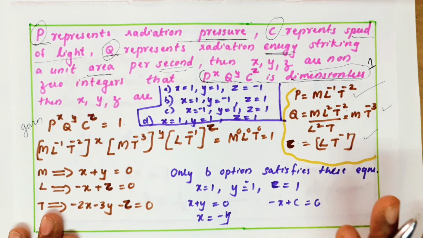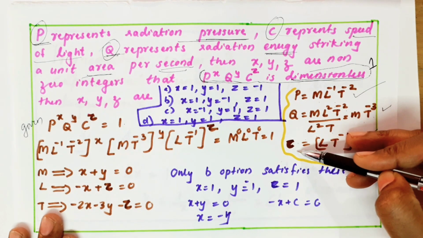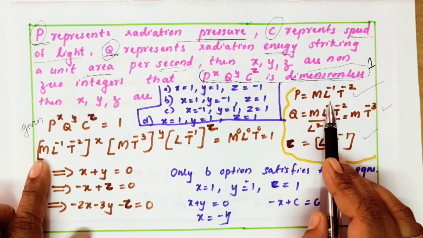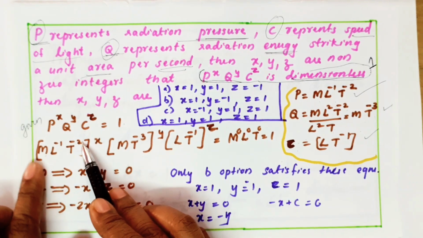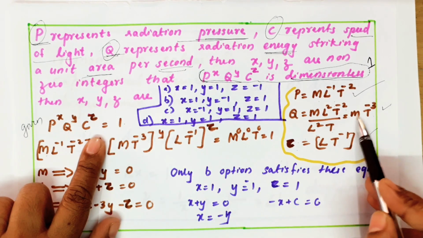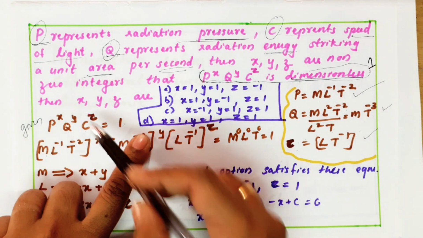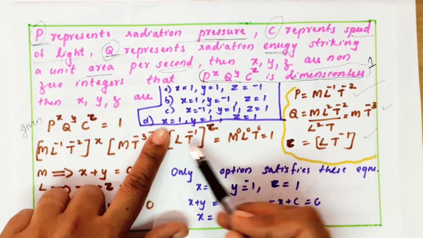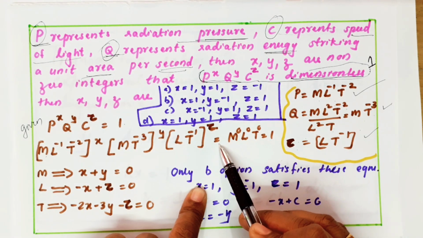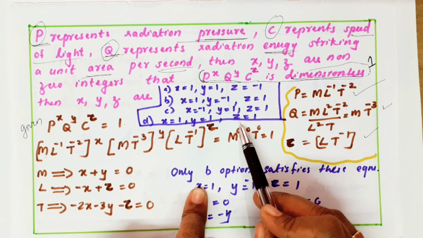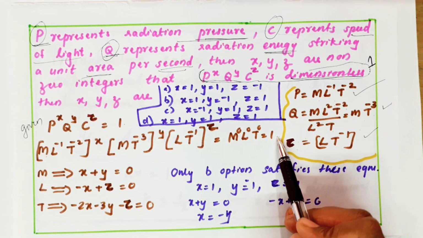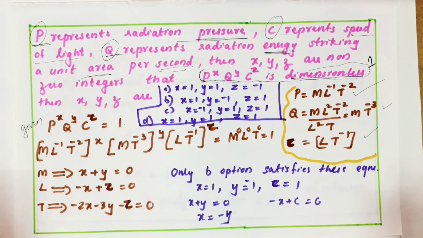Next step. Already you have written P, Q, C, right? That you substitute in this. In place of P write the dimension M L minus 1 T minus 2 raised to x. Q, what is Q? M T minus 3 raised to y. Next C, L T minus 1 raised to z is equal to dimensionless, no? So you can write M power 0, L power 0, T power 0. That means equal to 1. I hope you all understood.